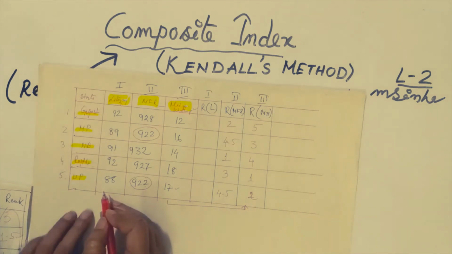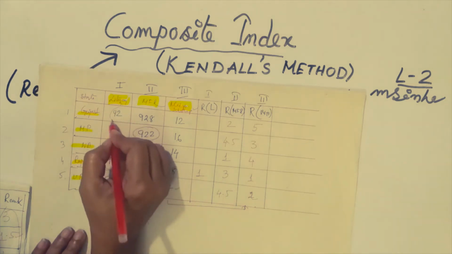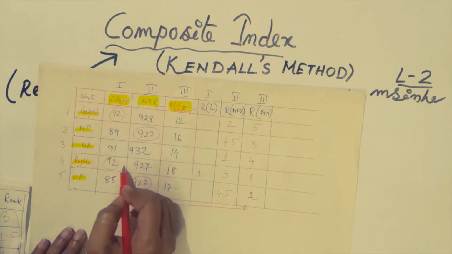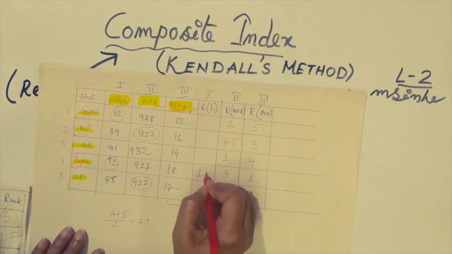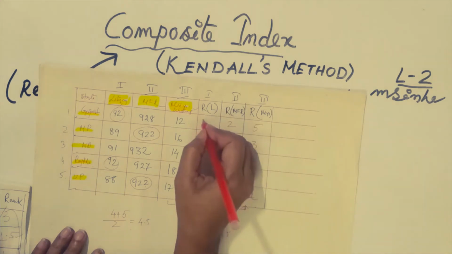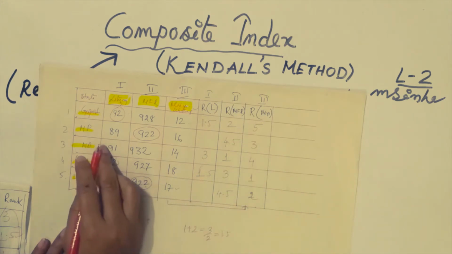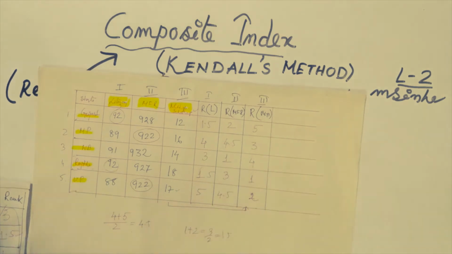Come to this column. Which is the highest one? 92 is the highest one, and 92 is repeated twice. This may be 1, this may be 2. Okay, 1 plus 2, 3, divided by 2 means 1.5. So put 1.5 in this box, and put 1.5 in that box. And what will be the next? This is 3, this is 4, and this is 5. So first thing is that you have to arrange your data in the ranking system.